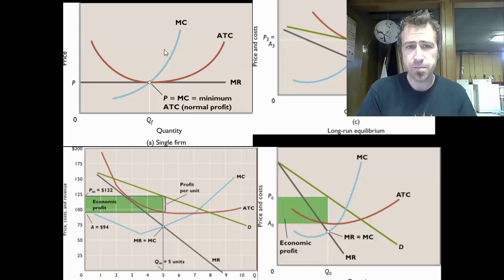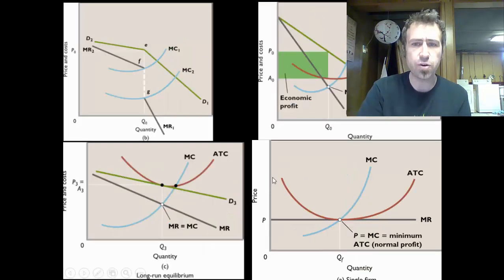Which of these is perfect competition? Correct answer, this one. And you can tell because marginal revenue and price and demand line are completely horizontal. And they intersect the average total cost line at the lowest point.